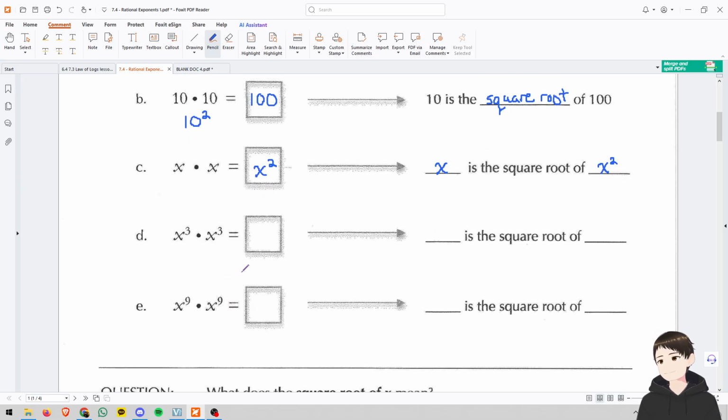What about this? X to the power of 3 times x to the power of 3, that's x to the power of 6. So you can say x to the power of 3 is a square root of x to the power of 6. Do you see a pattern? In terms of exponents, the square root is half of the exponent here. Let's keep going. X to the power of 9 times x to the power of 9 would be, added up, x to the power of 18. So you can say x to the power of 9 has to be the square root of x to the power of 18.